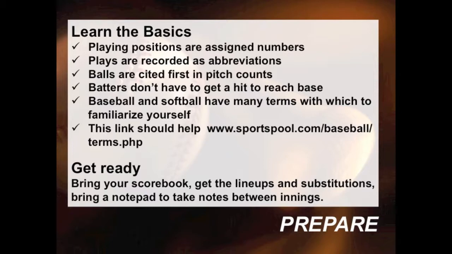Also remember that balls are cited first in pitch counts, meaning when you see a 1-2 count, it reflects that 1 ball and 2 strikes are on the batter. Also, you need to note a batter can reach base 8 ways, and let me give you a little tip. This is a question in Trivial Pursuit. Those 8 ways include by hit, walk, hit by pitch, fielder's choice, error, dropped third strike, catcher's interference, and fielder's obstruction.